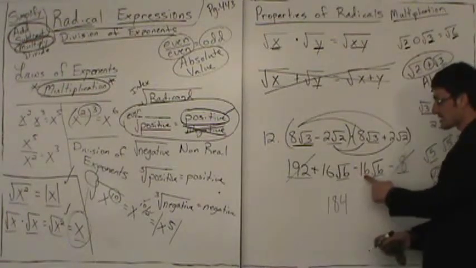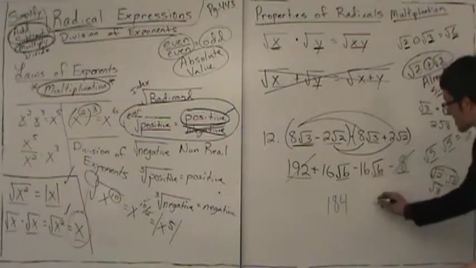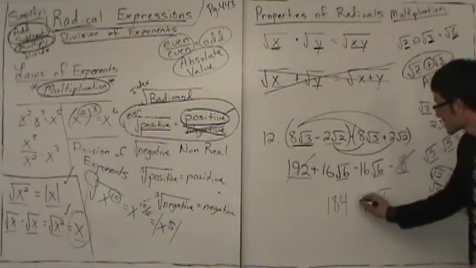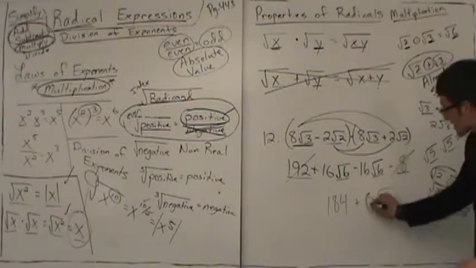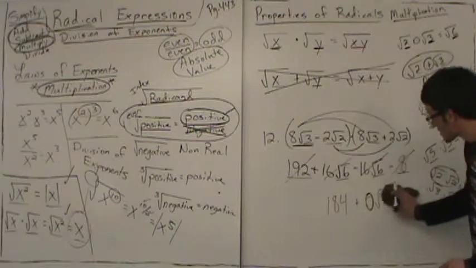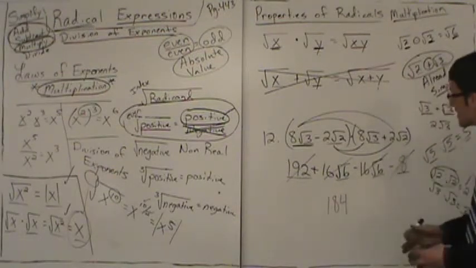What is 16 minus 16? Okay, remember the root 6 does not change. What is 16 minus 16? We get what? 0. So we end up with plus 0 root 6. And anytime you have a 0, this just cancels out. We don't write it. So we don't actually write the 0 root 6. The final answer is 184.